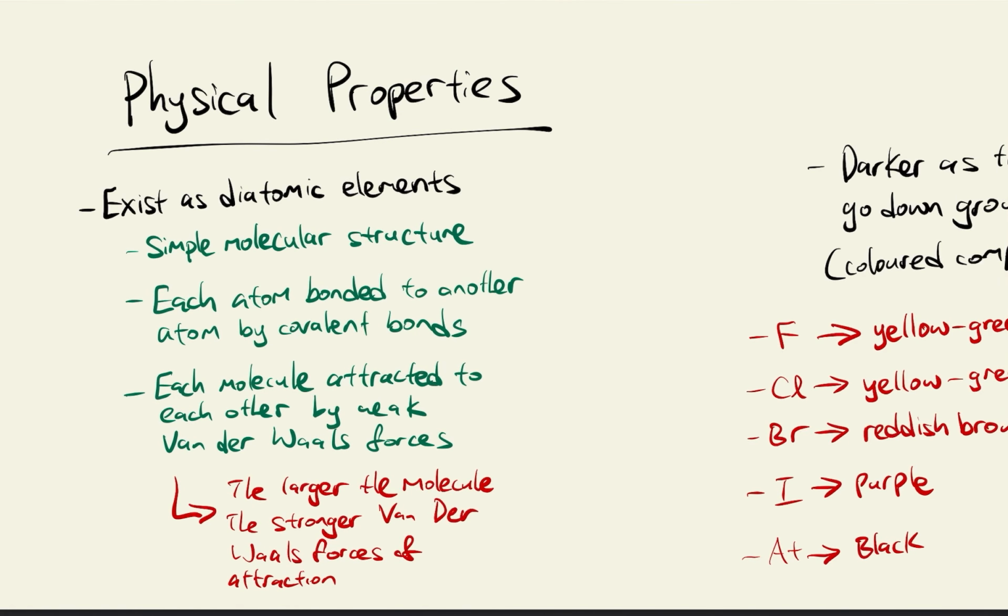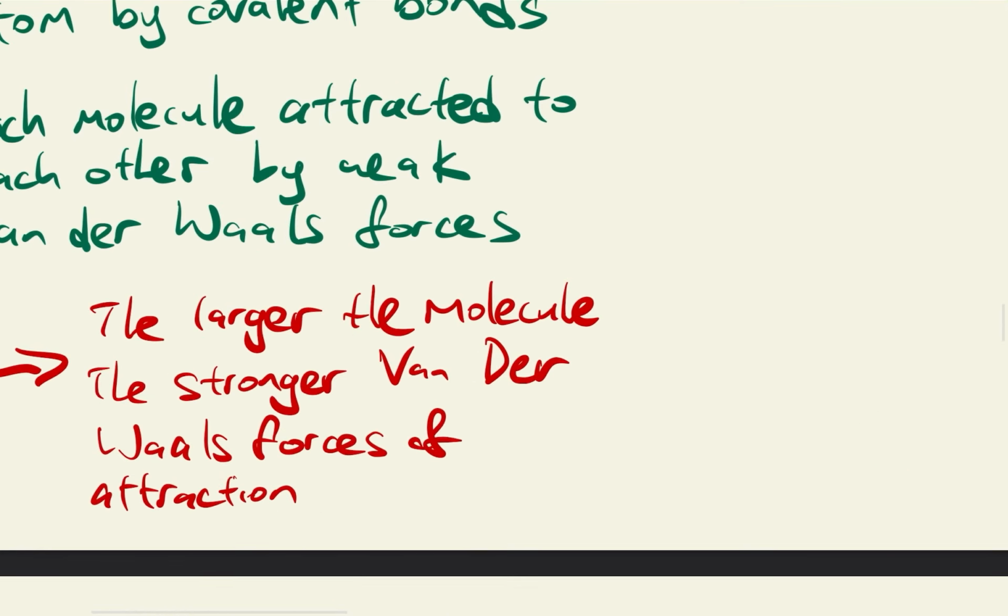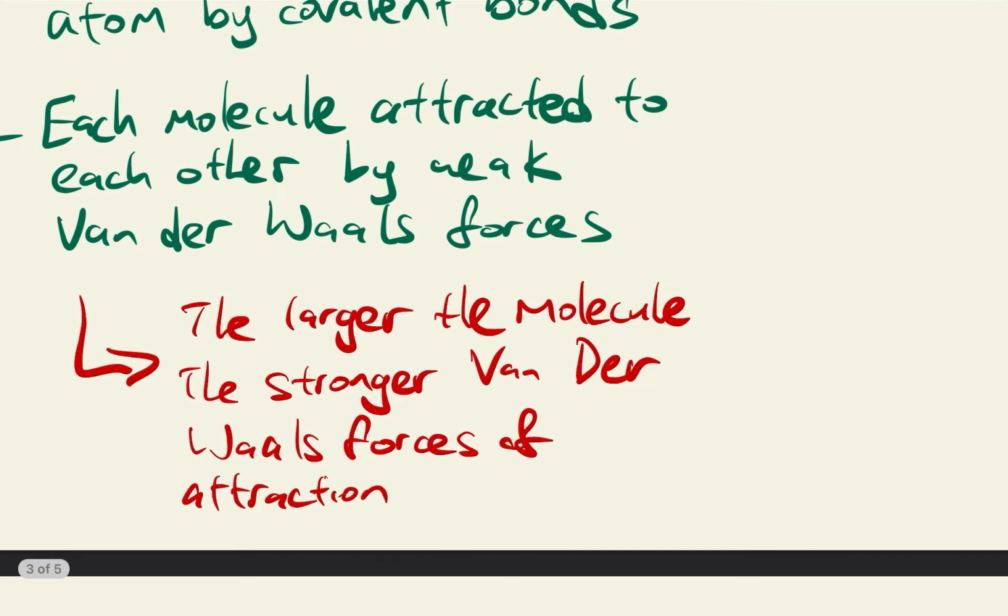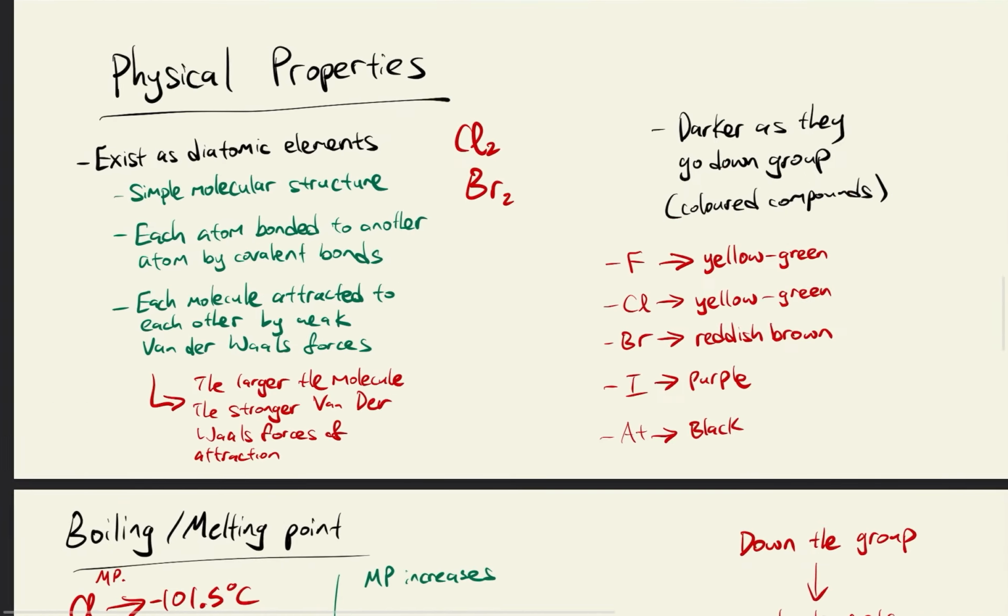Halogens exist as diatomic elements, so that means chlorine exists like this, bromine exists like this. They exist as simple molecular structures, so each atom in the halogens is bonded to another of its own atom by covalent bonds. Each molecule is then attracted to another molecule by weak van der Waals forces of attraction. A thing to take note of is that the larger the molecule, the stronger the van der Waals forces of attraction. Now why is this so?